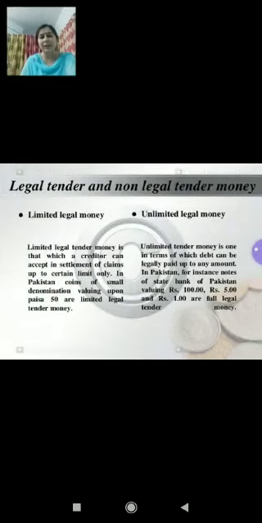Now legal tender is further divided into limited legal tender and unlimited legal tender. So limited legal tender money is that which a creditor has accepted in settlement of claims up to a certain limit only, right? And unlimited legal tender money is that in which a debt can be legally paid up to any amount. There is no upper limit of accepting the payment in the form of that particular currency, right?